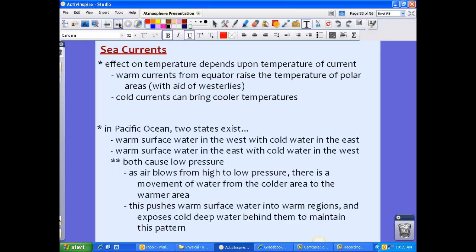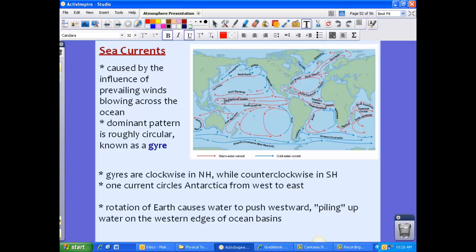Now, specifically in the Pacific Ocean, we have 2 states that exist. We have warm surface water in the west with cold water in the east. So on the western side of the Pacific, we see warm water, and on the eastern side, we see cold. We also see in the Pacific Ocean warm surface water in the east with cold water in the west. Now, this creates something kind of weird because it creates low pressure systems. Let me go back to the picture so you can see this.